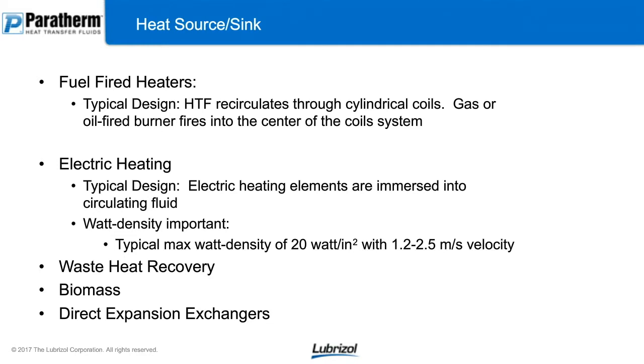When you have a very high energy electric heating element, you want to make sure that the watt density doesn't exceed what your fluid can handle. So typical watt density is going to be maximum 20 watts per square inch. And keep that in mind if you're specifying with an electric immersion heater. And that's going to be considering what is typical for a 1.2 to 2.5 meter per second velocity. Some more alternate technologies for your heat source: waste heat recovery system, biomass burner, or a direct expansion heat exchanger.